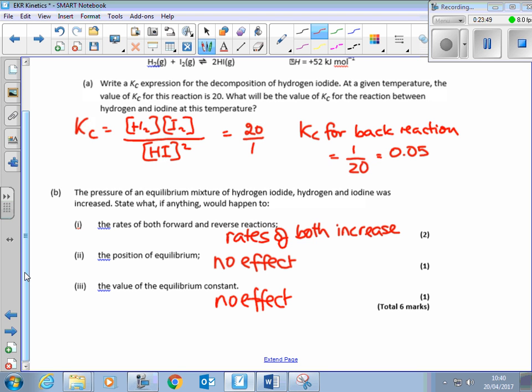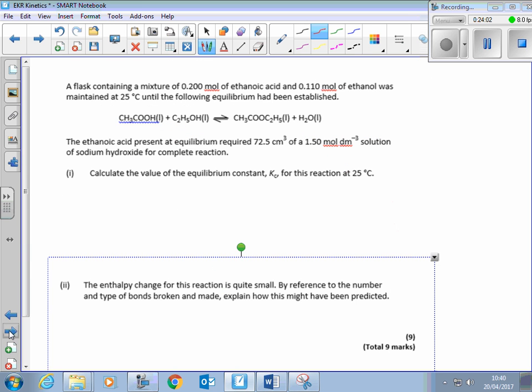And the value of the equilibrium constant then, that's going to be no effect. Okay. Hopefully you'll have enough examples and also be able to fish things out of the notes, I think, to be able to do this. All right, and is this the last one, third one? Yeah.